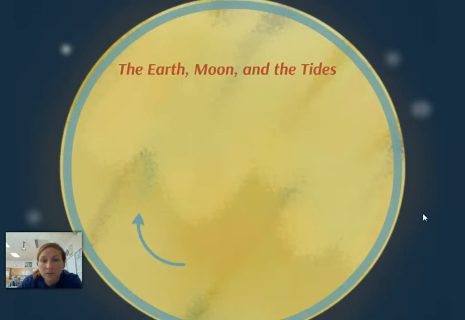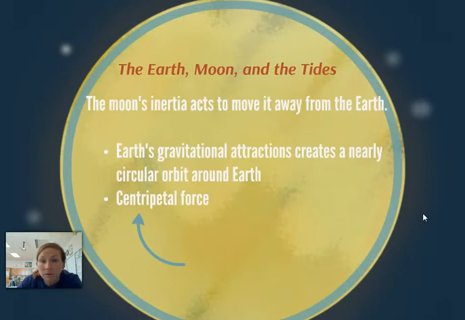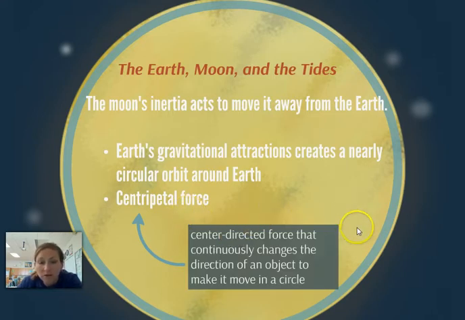Now, there is also something that happens with the Earth and the Moon because of their attraction to each other, and we know them as ocean tides. So the moon's inertia acts to move it away from the Earth. However, the Earth's gravitational attraction creates a nearly circular orbit of the moon around the Earth, and we call this centripetal force. The technical definition of a centripetal force is a center-directed force that continuously changes the direction of an object to make it move in a circle, which is what the moon does around the Earth.